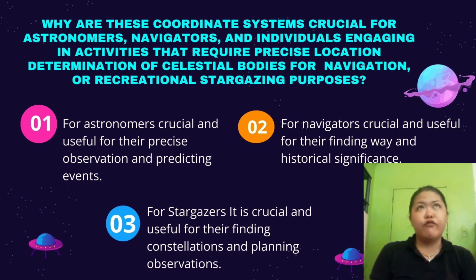So, for another one for navigators, ang historical significance pod. So celestial navigation has been used for centuries, allowing explorers and seafarers to chart unknown territories and navigate safely across oceans. Understanding altitude and azimuth is crucial for appreciating the history of navigation and its role in exploration.